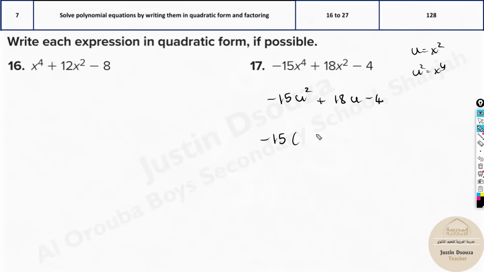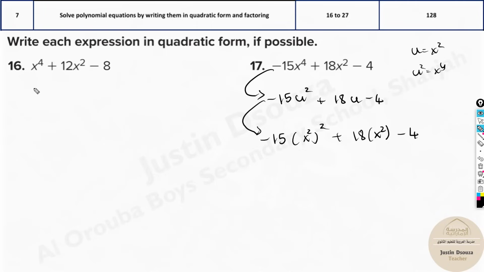All I will do is instead of u, I will substitute x squared, then power 2. Plus over here 18, what is u? x squared minus 4. This is the quadratic form. Now obviously I can tell you write it in terms of x squared, but students get confused over here when you directly write this step. So if you write this step and then this step, you're more likely to get it as correct as possible.